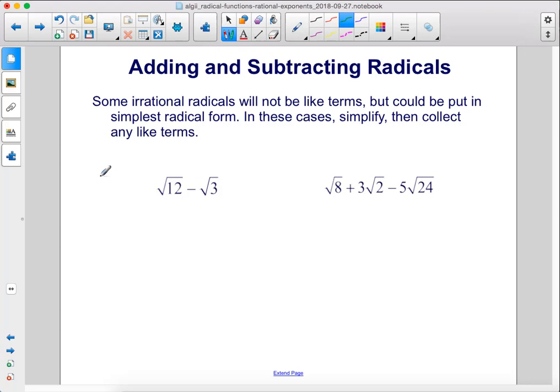Some irrational radicals will not be like terms, but could be put in simplest radical form. In these cases, simplify, then collect any like terms.